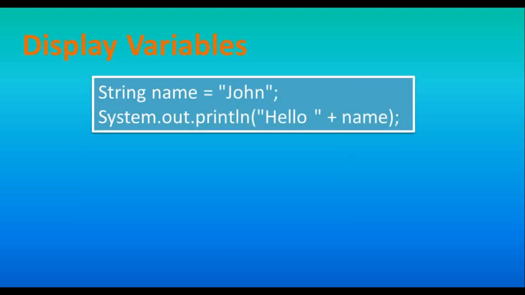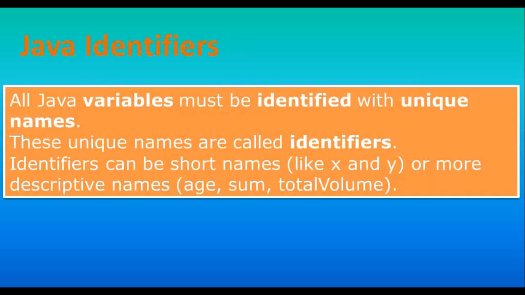Displaying a variable: you can declare a string variable like name equal to John, and for printing to the output screen, as usual you have to use System.out.println. And here, as this is the value you want to show along with this string, you have to concatenate with the plus. So these two values will be shown in the output. The plus operator is very important for concatenation of the two values. So the output will be Hello plus the name value, John. In this way you get the output.